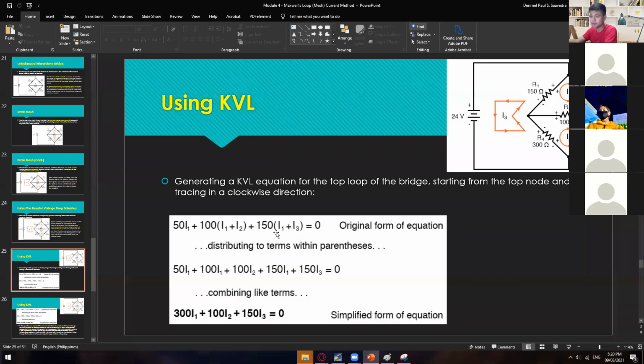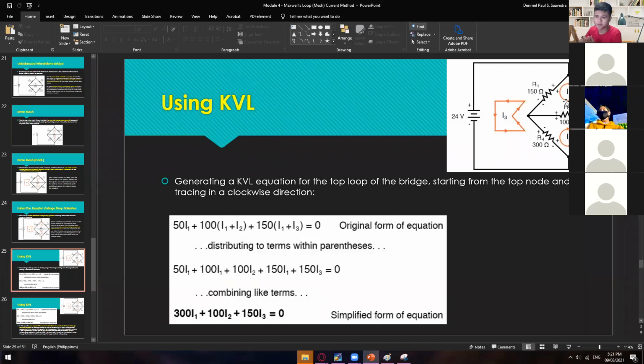And then if you're going to simplify this one, of course, just distribute this 100 to the I sub 1 and then 100 to the I sub 2. You will have 100 I sub 1, 100 I sub 2. The same with 150: you will have 150 I sub 1 and then 150 I sub 2. Then you can combine the same terms, I1 and I1 and I1, so in fact we have 3 I sub 1. Right here, we'll have 300 I sub 1, plus 100 I sub 2, plus 150 I sub 3. So this is now your simplified form of the equation in loop number 1.